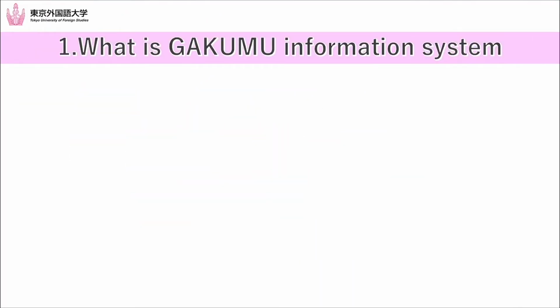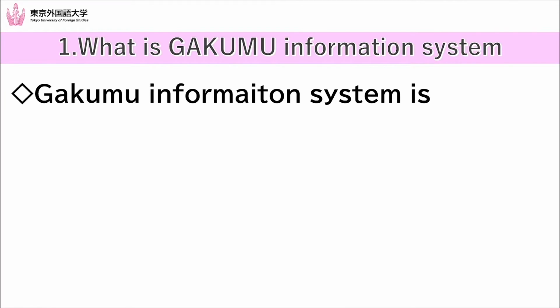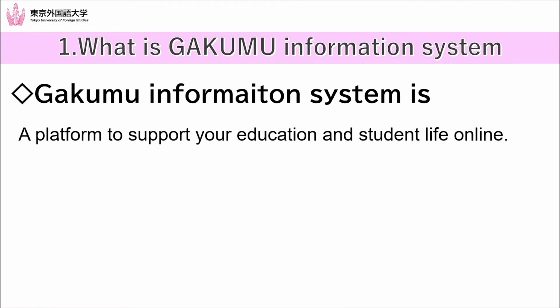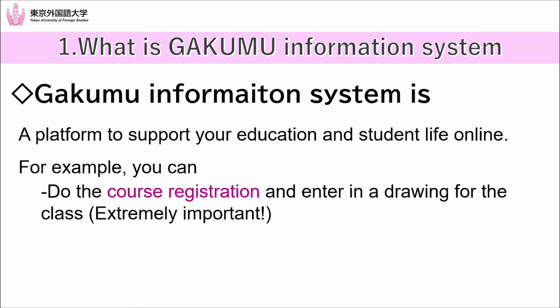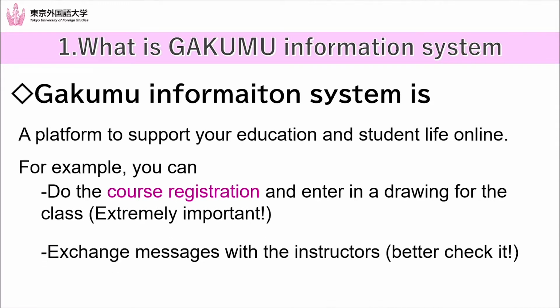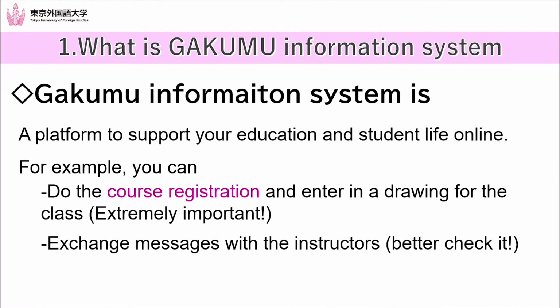First, what is Gakumu information system? Gakumu information system is a platform to support your education and student life online. For example, you can do the course registration and enter in a drawing for the class, exchange messages with the instructors, and check your grade.